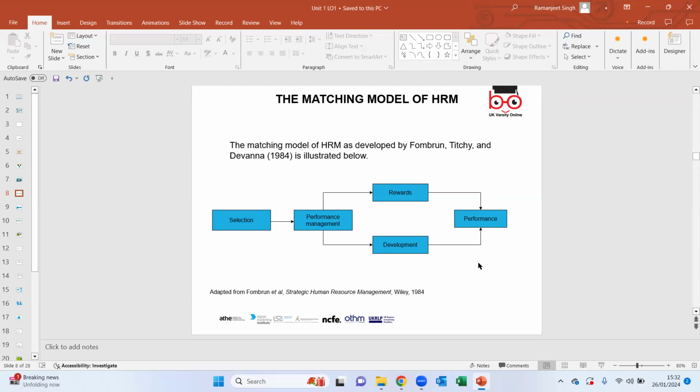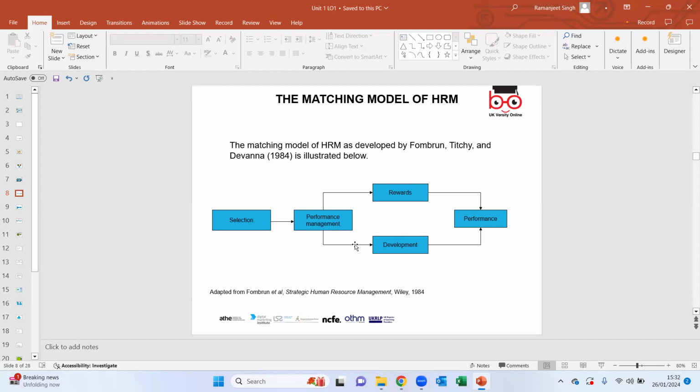Is this model clear to you? Perfect. So now that you know what this model is, would you say this is a hard HR or a soft HR approach?